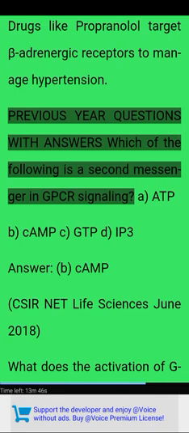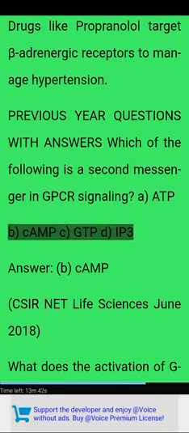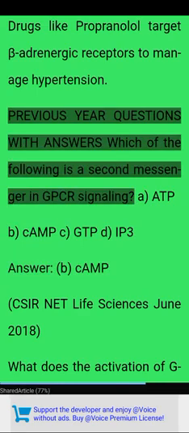Previous year questions with answers. Which of the following is a second messenger in GPCR signaling? A. ATP. B. cAMP. C. GTP. D. IP3. Answer: B.